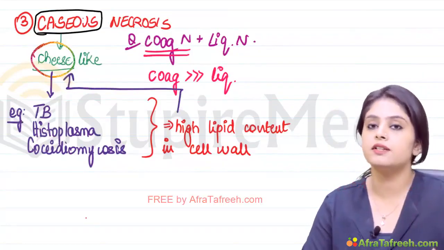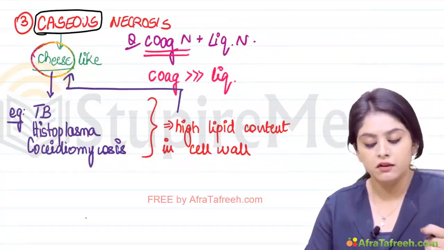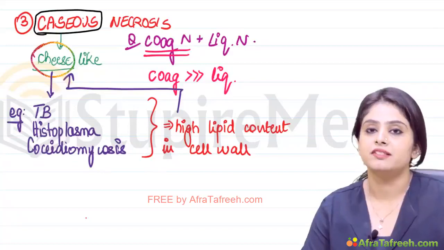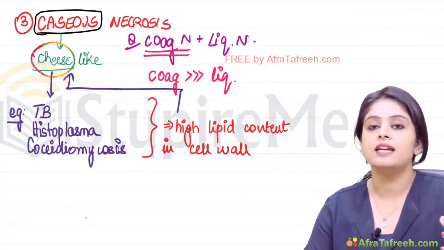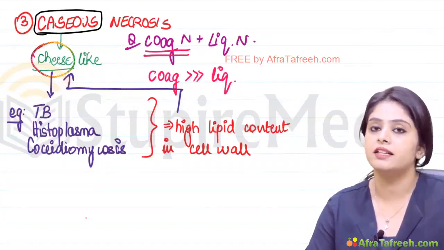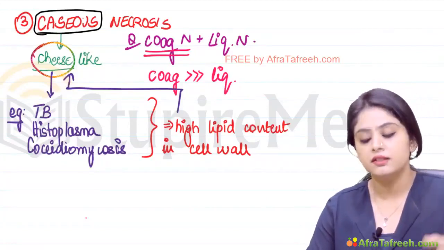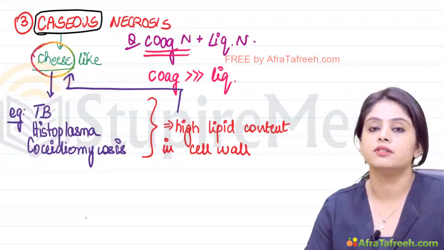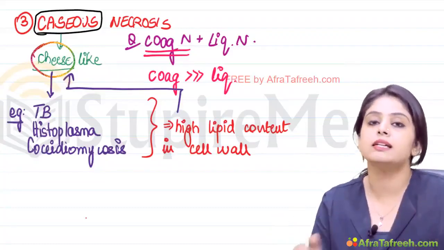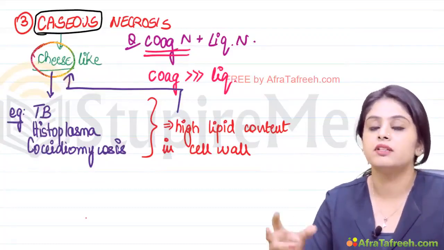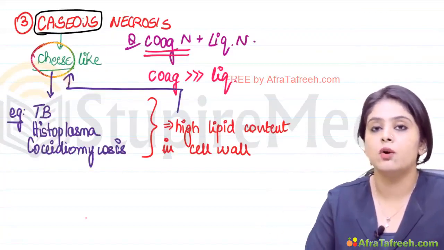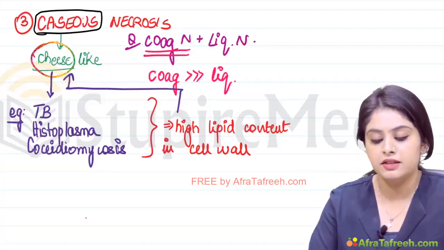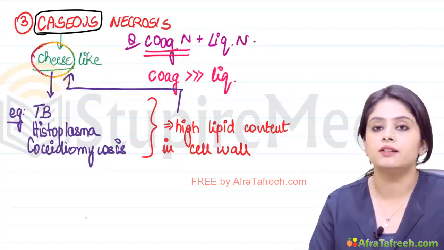So what is different in caseous necrosis? The organism. For example, the tubercle bacillus, Mycobacterium tuberculosis, has very high levels of mycolic acid in its cell wall. This is going to give the cheesy appearance. So because of a high lipid content in the cell wall, the appearance becomes cheesy. Ultimately, what you have to know is that it is a combination of coagulative as well as liquefactive.